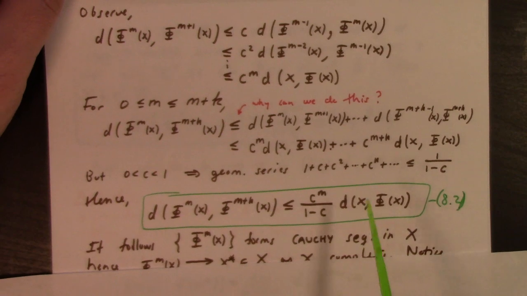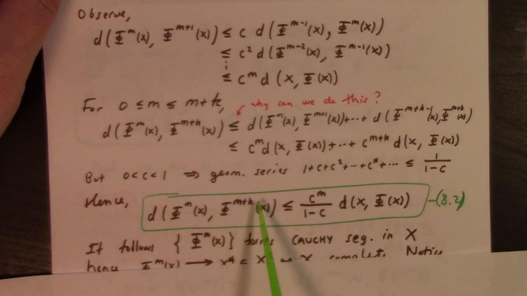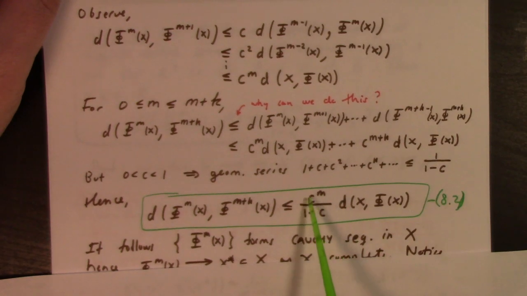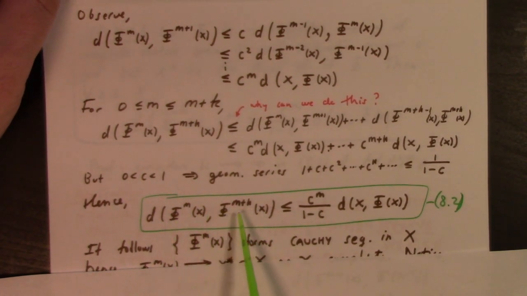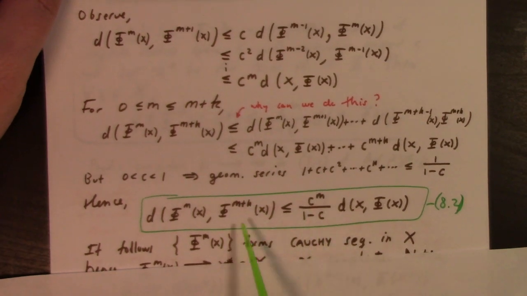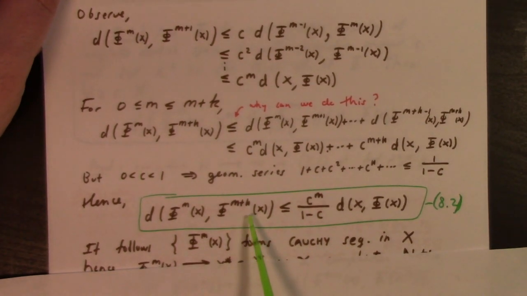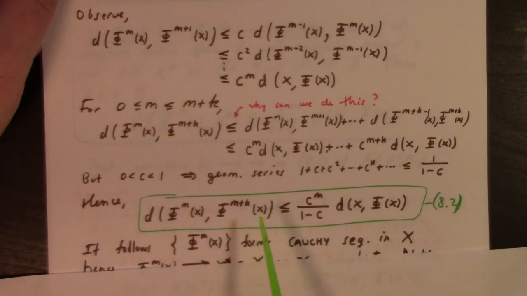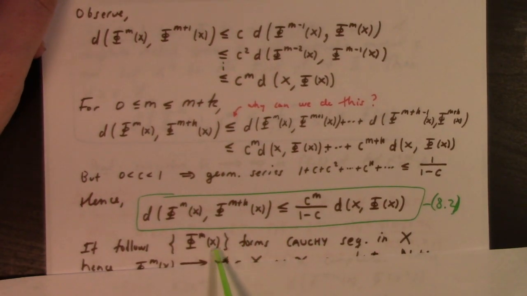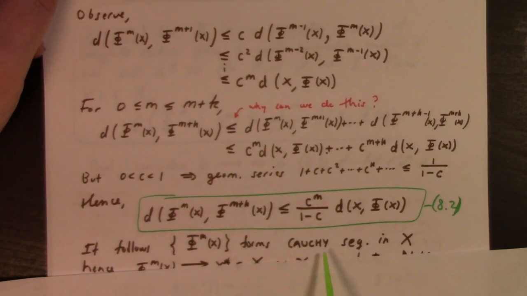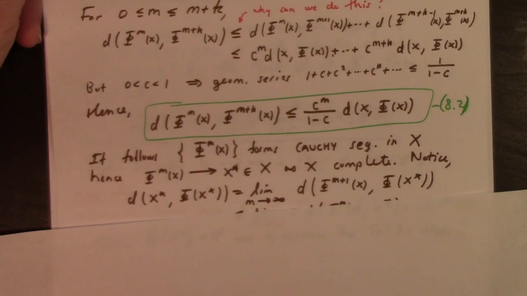Now, what happens as m goes to infinity? Since c is a number between 0 and 1, c^m goes to 0. Likewise, if we take the limit as m and k go to infinity, this goes to 0. Anyway, we can get that that's a Cauchy sequence. It seems reasonable to me to say that this implies that we have a Cauchy sequence. It's not directly that, fine, but it seems like a plausible jump. So we have a Cauchy sequence in X.